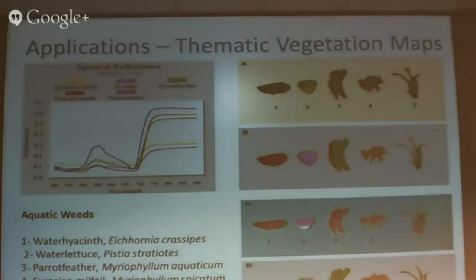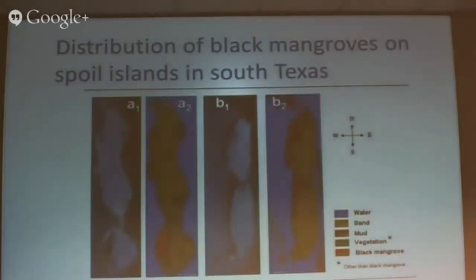Okay, so that's a nice little lab study. It also works in the field. Let me show you one example. This is a study that we did down on South Padre Island, mapping out the distribution of black mangrove, which is a native plant that is a very important shoreline stabilizer.